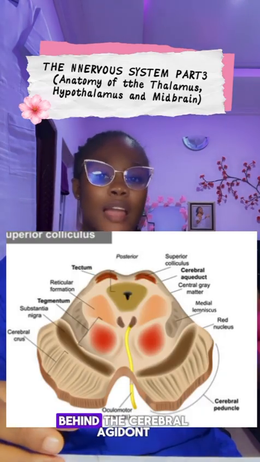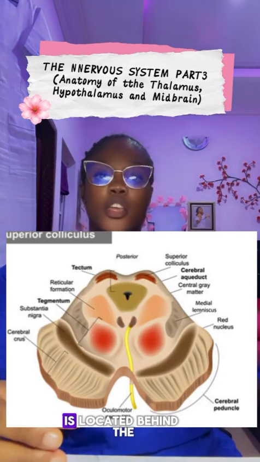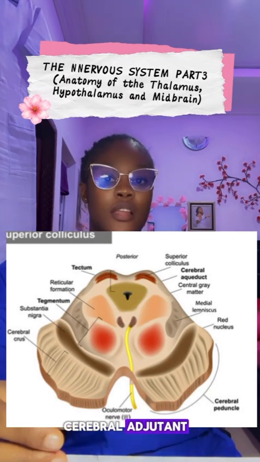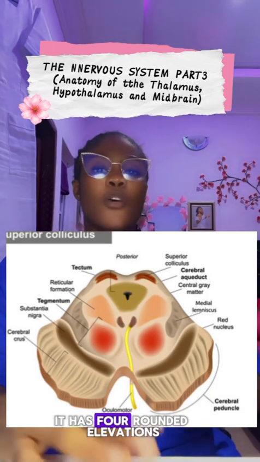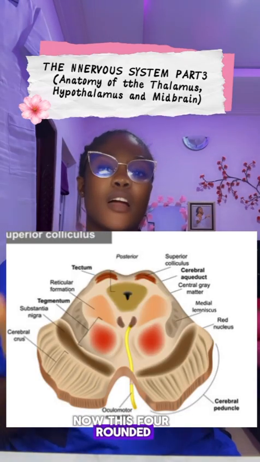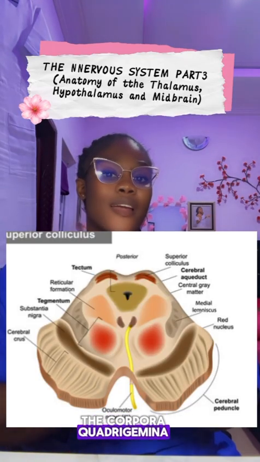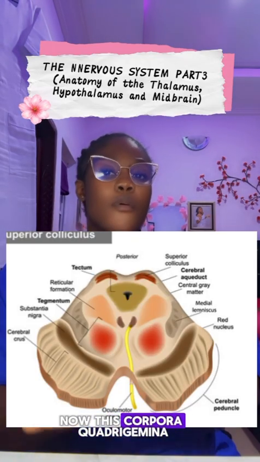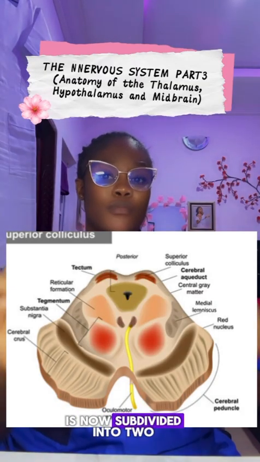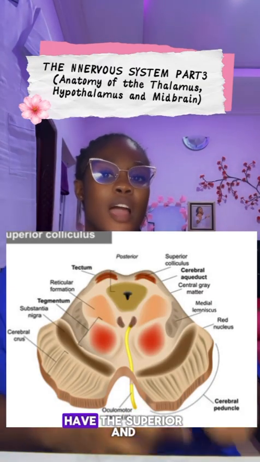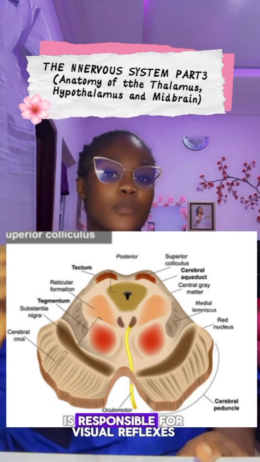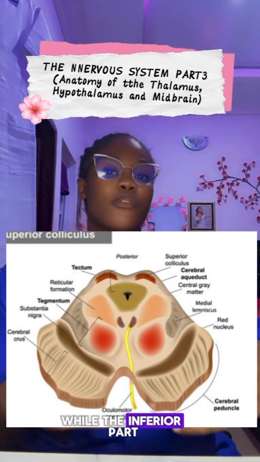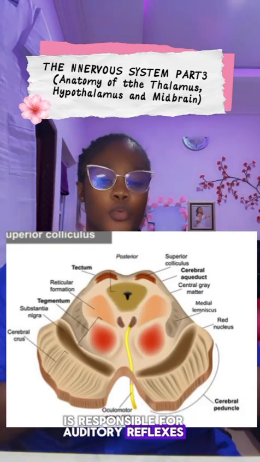Now it is located behind the cerebral aqueduct. Now the cerebral aqueduct is in front and the tectum is located behind. It has four rounded elevations. Now these four rounded elevations are known as the corpora quadrigemina. Now this corpora quadrigemina is subdivided into two, that is the superior and the inferior. Now the superior part is responsible for visual reflexes, while the inferior part is responsible for auditory reflexes.